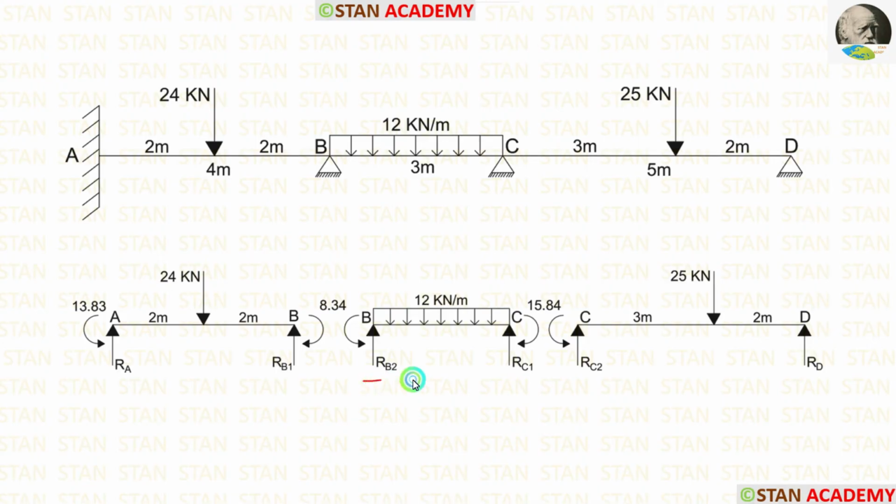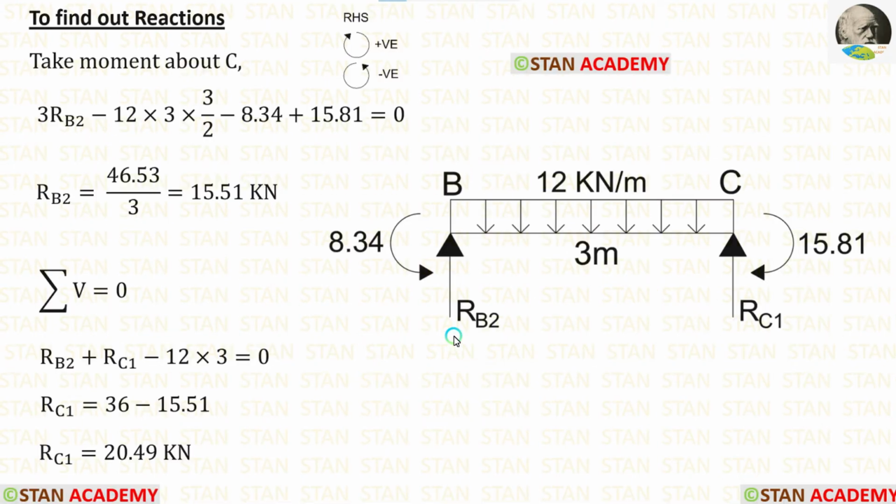Now, let us take the span BC and find out the reactions. In the span BC, there are two moments, MB, which is acting in the anticlockwise direction, and MC, which is acting in the clockwise direction. In this span, first I am going to calculate RB2. For that, I am going to take moment about C. RB2 is acting towards the point C in the clockwise direction, so it will be positive, and the distance is 3 meter, so 3 RB2.